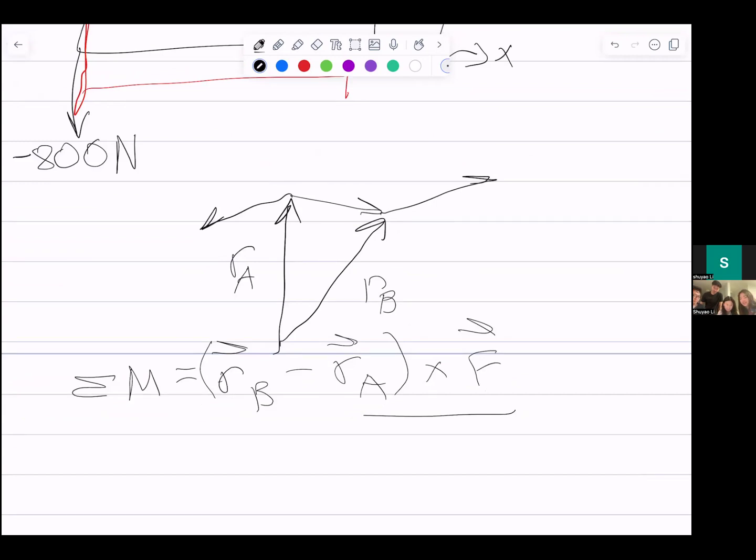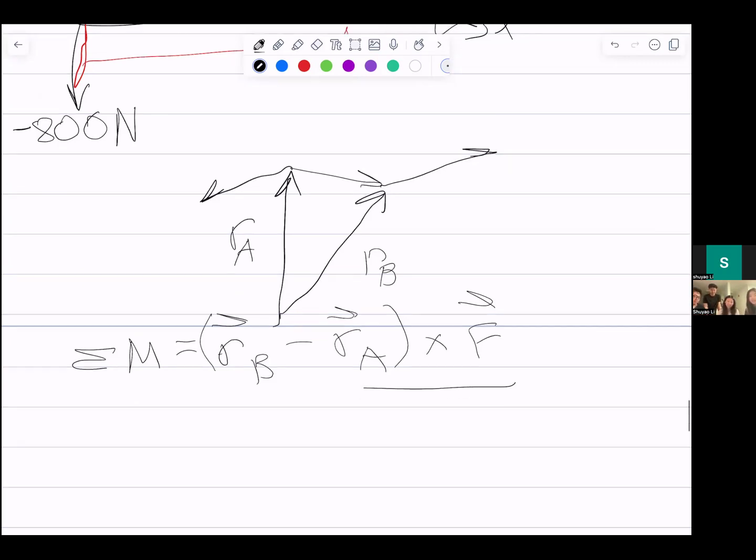Is there anything that you're confused about? I think we could also simplify these questions. If there's a resultant force, we could just cross product the moment arm with that resultant force, as long as they're all acting on the same point. Okay, I think that sums up lecture 7. Sure, thanks.